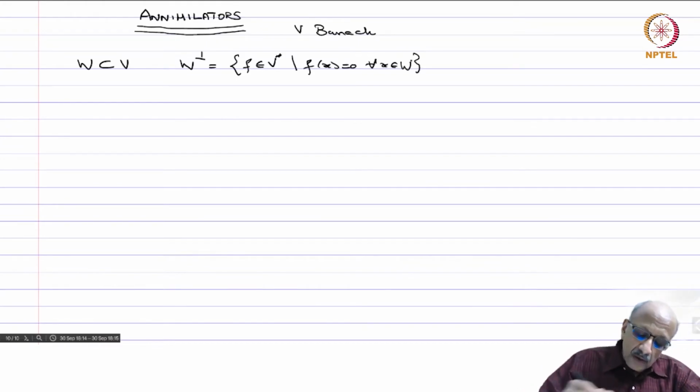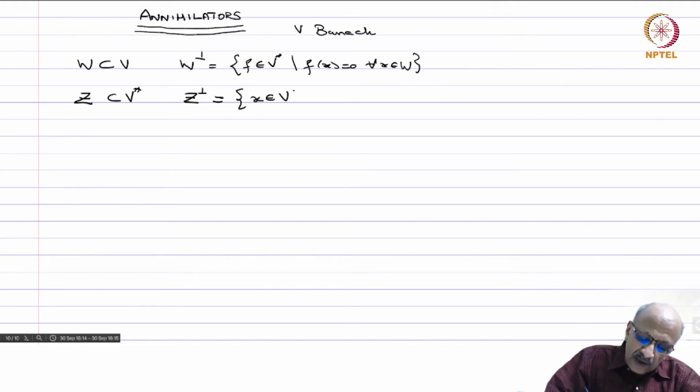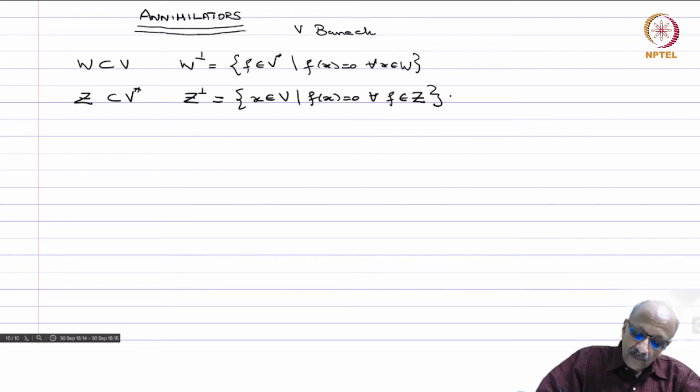Similarly, if you have Z contained in V star, we can define the annihilator Z perp. I am not going to use the same definition and go to V double star. Instead, this is the dual relationship: the set of all x in V such that f(x) is 0 for all f in Z. So this is a subspace of V star and this is a subspace of V.